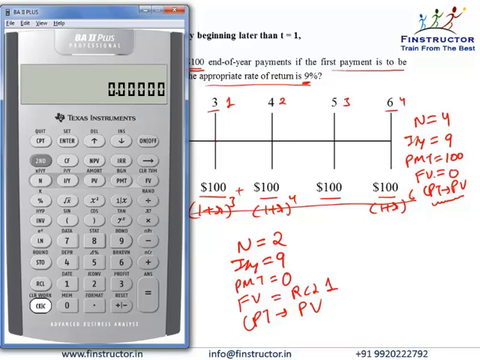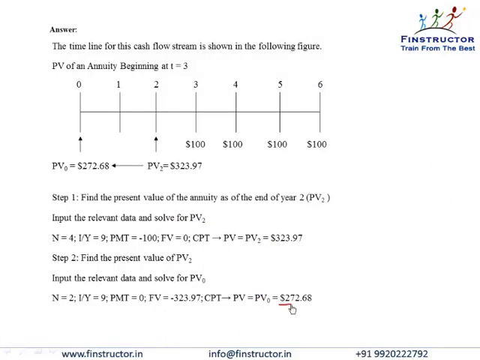So you can clear out and you'll be out of the calculator. 272.68. You can have a look at the solution in detail.